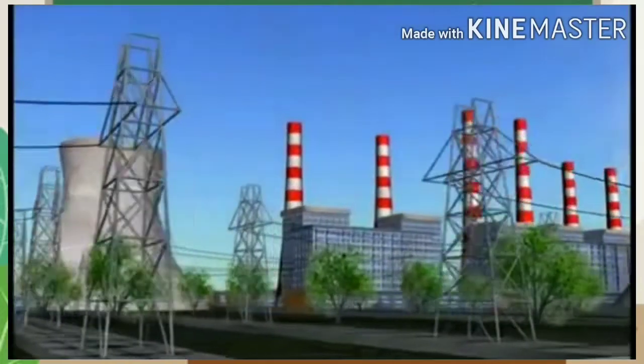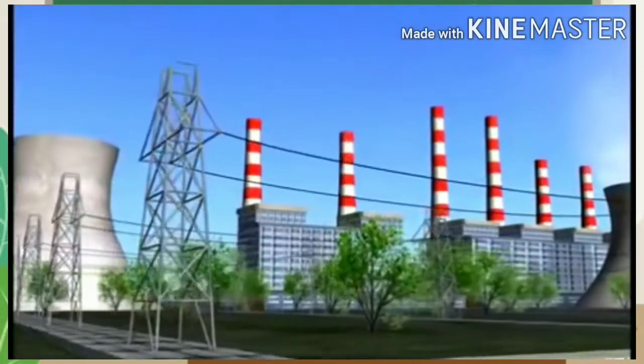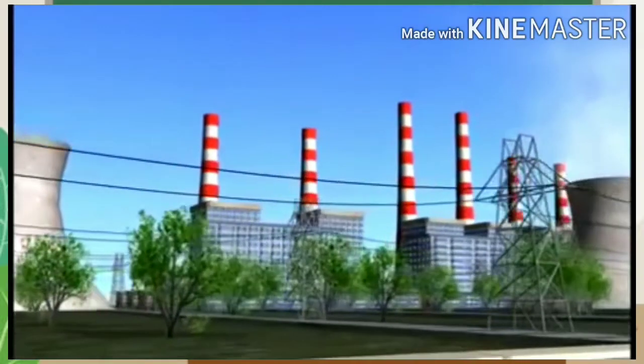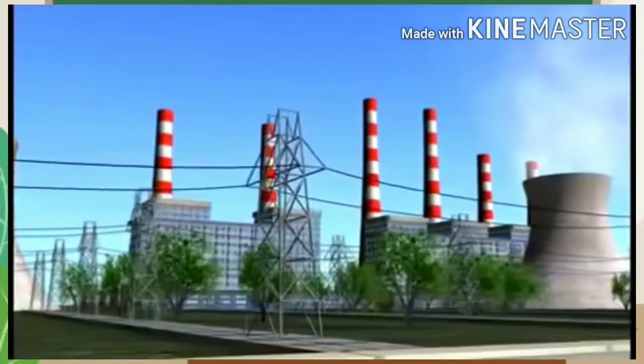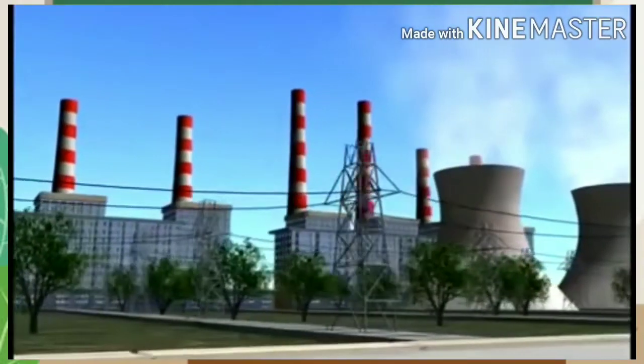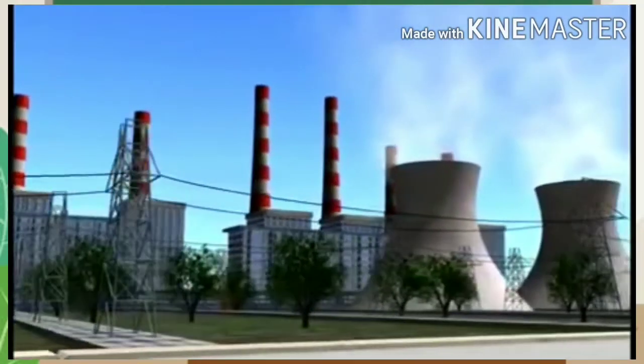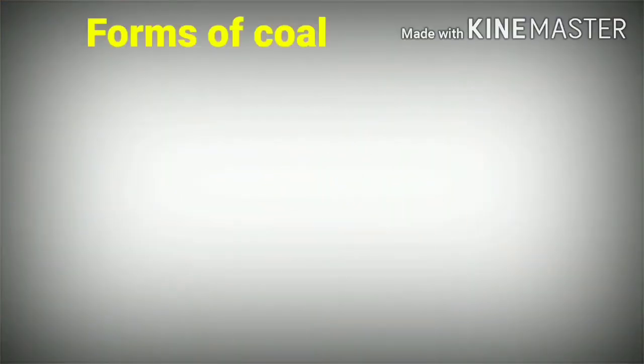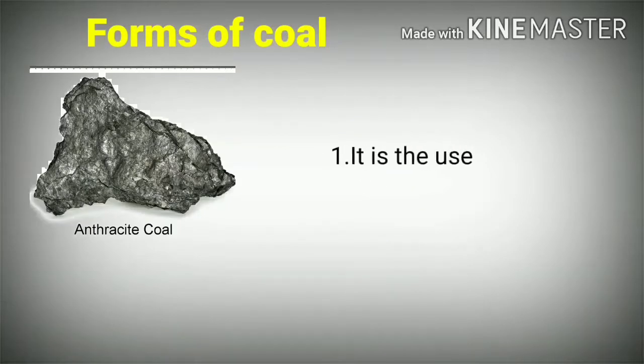These are now employed in a variety of applications. But coal is a non-renewable resource. We must cherish the precious bounty which nature has blessed us with and strive to use it efficiently. So now let's learn about three forms of coal.